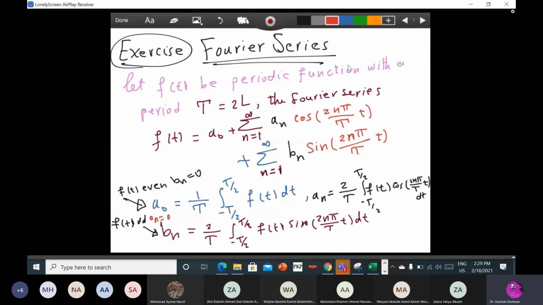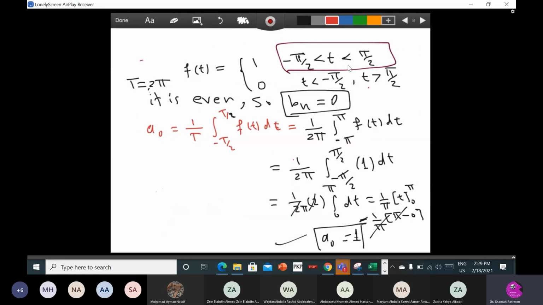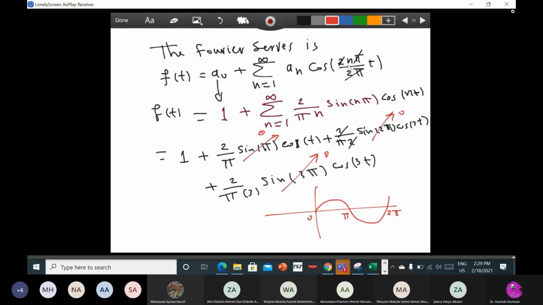The mistake, you consider your function is even, right? Who told you your function is even? Because you said it is symmetric with respect to the y-axis, right? So you end up with what? You put n equal to 1. So when you put n equal to 1, what do you have? All of your an will be 0, right? Only a naught.